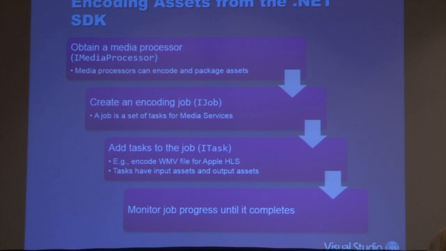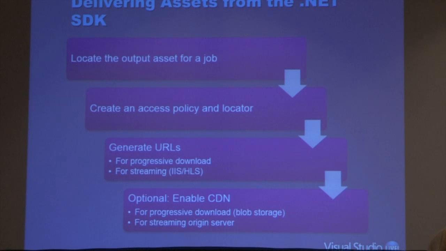If you want to encode, you need another thing called a media processor, which is represented by the IMediaProcessor interface. And the IMediaProcessor can encode and package your content to other formats. And so you create an encoding job, an IJob, and a job is a collection of tasks, as you've seen in the portal. So I could have a task that encodes to IIS smooth streaming, and another task that encodes to HLS smooth streaming. So these are the ITasks that you put in the IJob. And then you monitor the job progress until it completes. It has events that report progress information and errors, of course, if any.